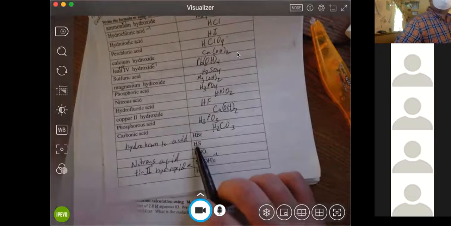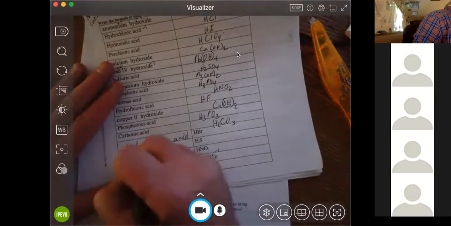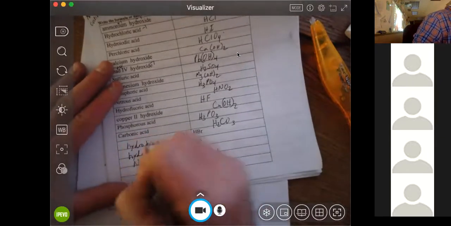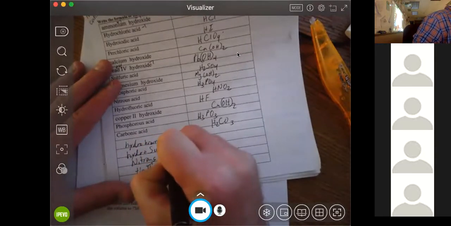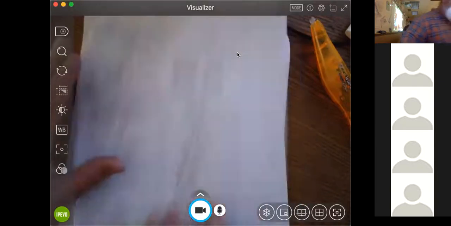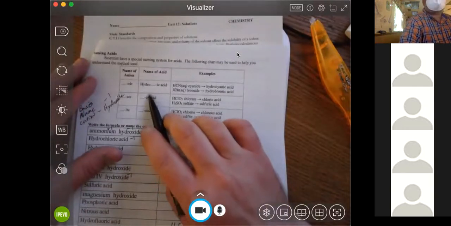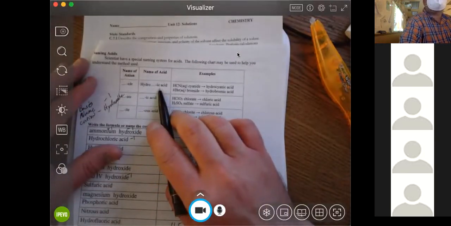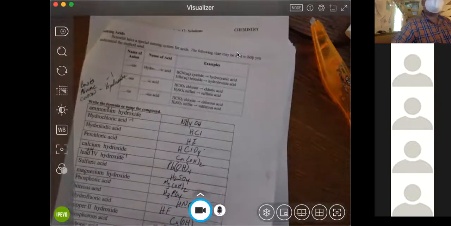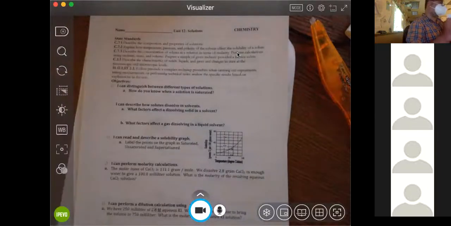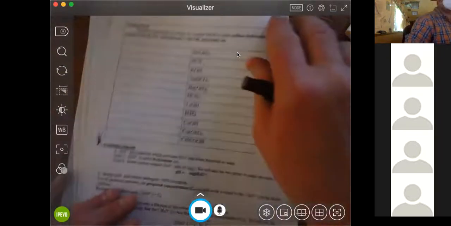So here we don't have any oxygens, so we know that that's going to be sulfide. So we have hydro. Sulfide is sulfuric. For hydro and ic at the end for IDE. So sulfide becomes sulfuric. A little bit different.